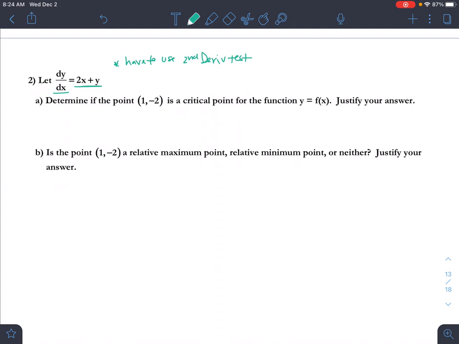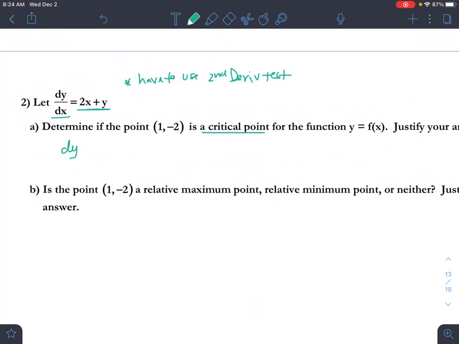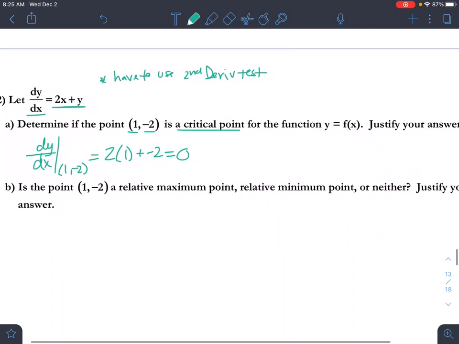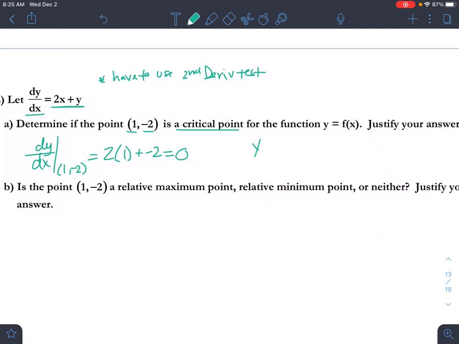So first it just says, determine if (1, -2) is a critical point for this function. Well, you know something's a critical point if the derivative is equal to 0 or does not exist. So let's try this out. dy/dx at (1, -2) would be 2 times 1 plus -2. Again, I'm just plugging x and y into 2x + y. I get 0. So your answer would be, yes, it's a critical point because the derivative at (1, -2) is 0. Okay, so that's it for the first one. It was just asking, is it a critical point?